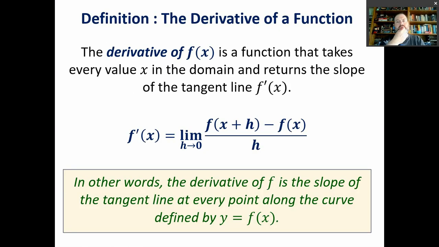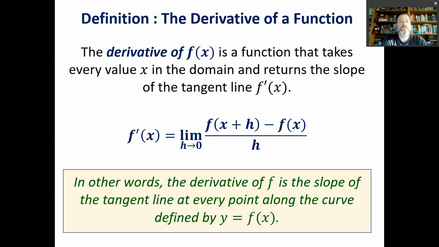And I'm going to start with slide 2 here. So this is the main definition that we use for the first two more chapters, really. All of chapter 2 and chapter 3 are based on this definition. So the derivative of a function is a function that takes every value x in the domain and returns the slope of the tangent line. So you input a function and the derivative tells you the slope of the tangent line at that point. So it's a very powerful tool.